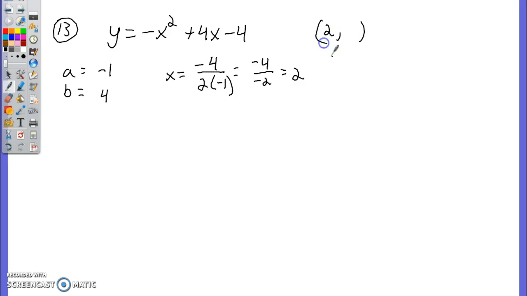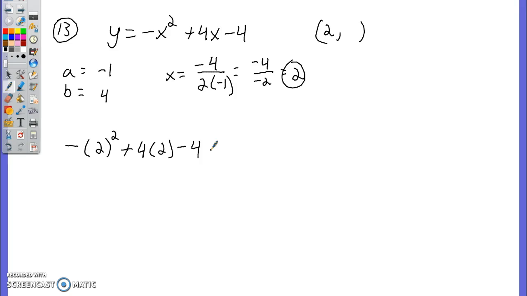Now I have to figure out what my y is. So for the y, I put my 2 into my x's to get this y. So I have negative, parentheses 2 squared, plus 4, parentheses 2, minus 4. All right, so you take the time. Remember, try to put everything that you input into parentheses. It will help when you type the numbers into your calculator. So I'm actually doing that right now.